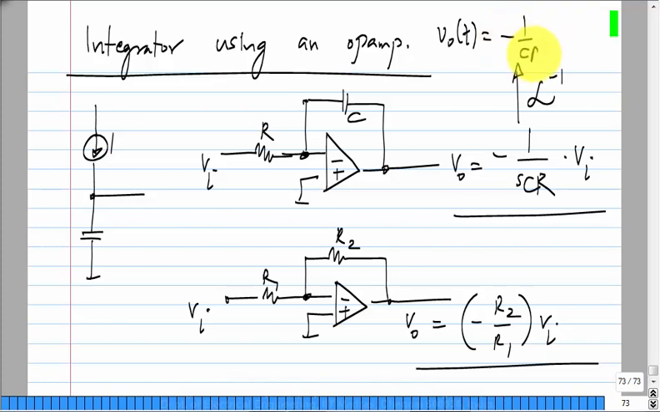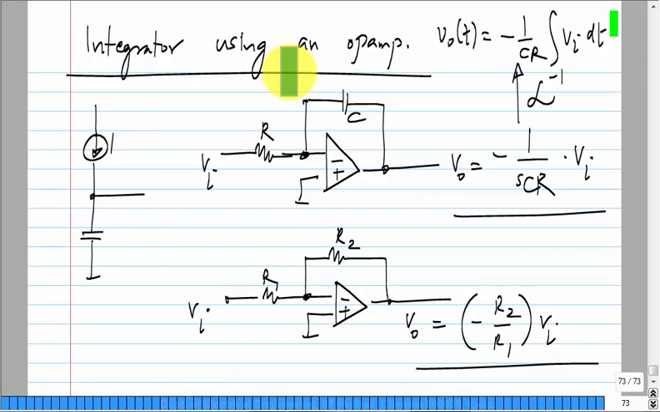Minus 1 by CR integral VI dt. Okay. What is the dimension of 1 by CR? What's the dimension of CR? Time, yeah. And it had better be there because you're integrating voltage with respect to time. So that has to go away to give you voltage output. Okay. So this behaves like an integrator, does it?